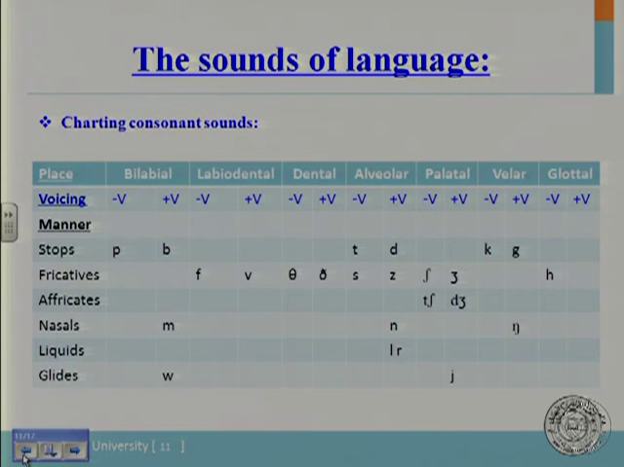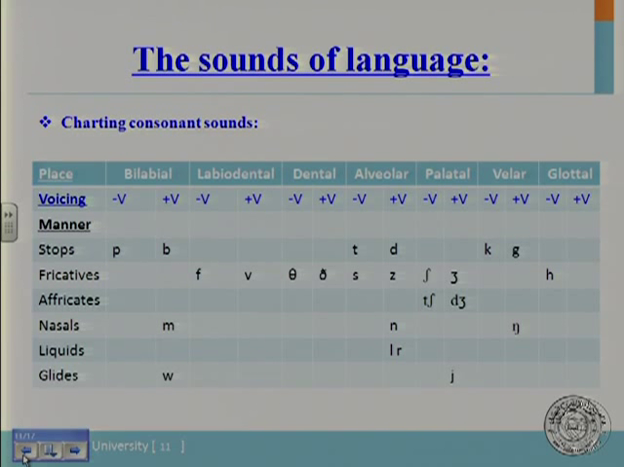The fourth group here is alveolar. In alveolar we have t, d as stops. T is voiceless, and we can give a full description. We can say that t is an alveolar stop voiceless sound, while d is also an alveolar stop voiced sound.